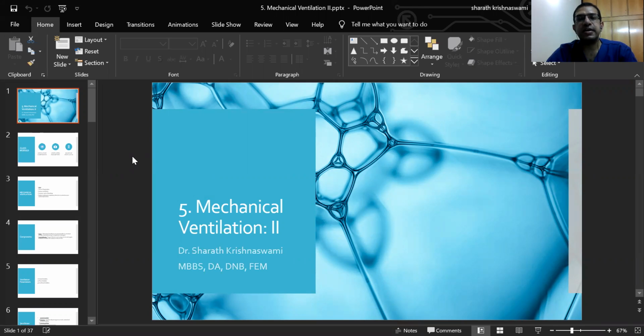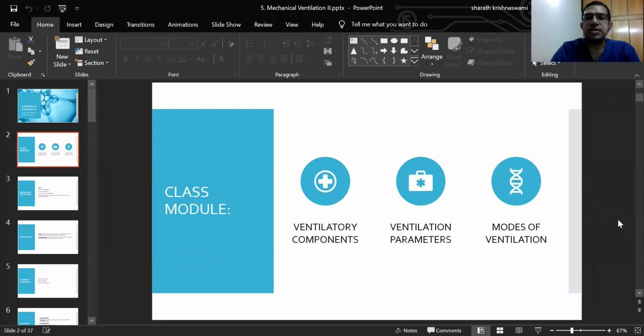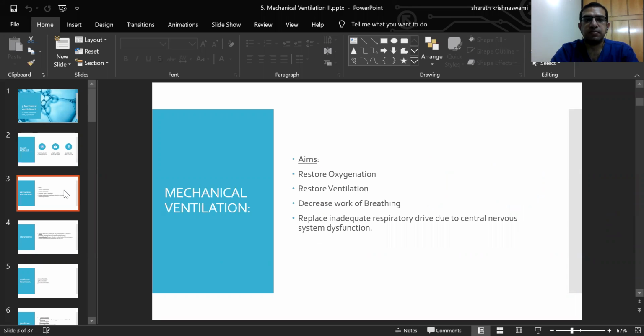The first part of mechanical ventilation discussed the common parameters and definitions of mechanical ventilation. This class on mechanical ventilation will discuss the ventilatory components, the ventilation parameters, and the modes of ventilation. Now, the aims of mechanical ventilation are to restore oxygenation, restore ventilation, decrease the work of breathing, and replace an inadequate respiratory drive due to certain central nervous system disorders.